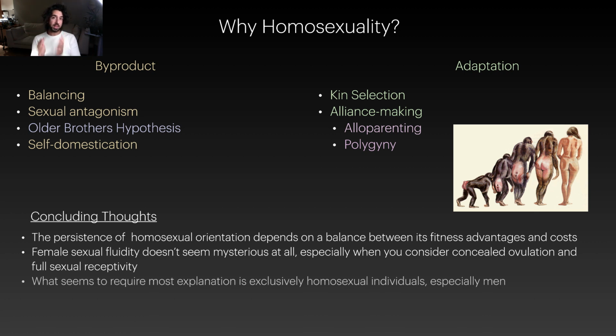What seems to require more explanation then is exclusively homosexual individuals, especially men. As I mentioned at the top of these lectures, we don't see that very much in nature at all. As a result, what we see among humans is a peculiarity. Now, there's a lot of things that are peculiar about humans, and so there might be good explanations for this. But one thing we haven't talked about, and one thing that I'm hoping we can talk about during one of the discussion classes, is the role of culture in all this. How have our norms and expectations and stigmas affected the way that homosexuality plays out in our society?